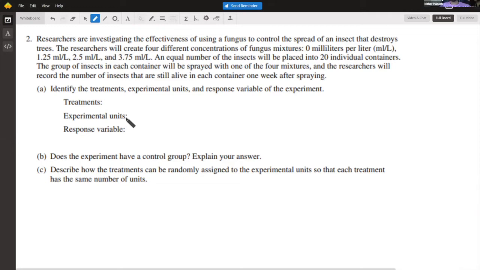Experimental units are basically the subject that you are taking a data point for. Are you taking data on insects? So is the number of insects alive then? That's what we are measuring. That actually becomes a response variable. But what are we measuring for? What are we measuring for in the number of insects alive? It's a little. So what's the subject of our study?